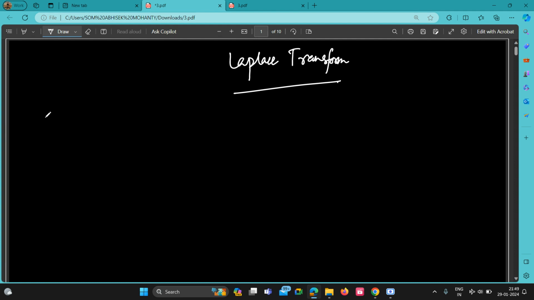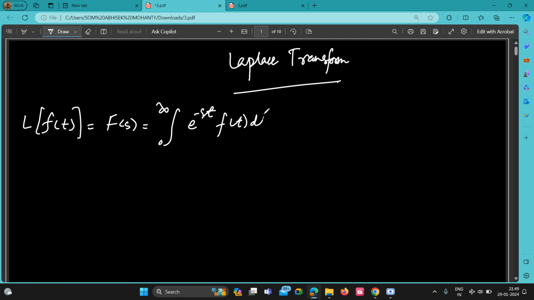So Laplace transform of f(t) is written as F(s), capital F(s), that is the integral from 0 to infinity of e to the minus st f(t) dt. So this is your Laplace transform formula. Now we will write some important formulas.